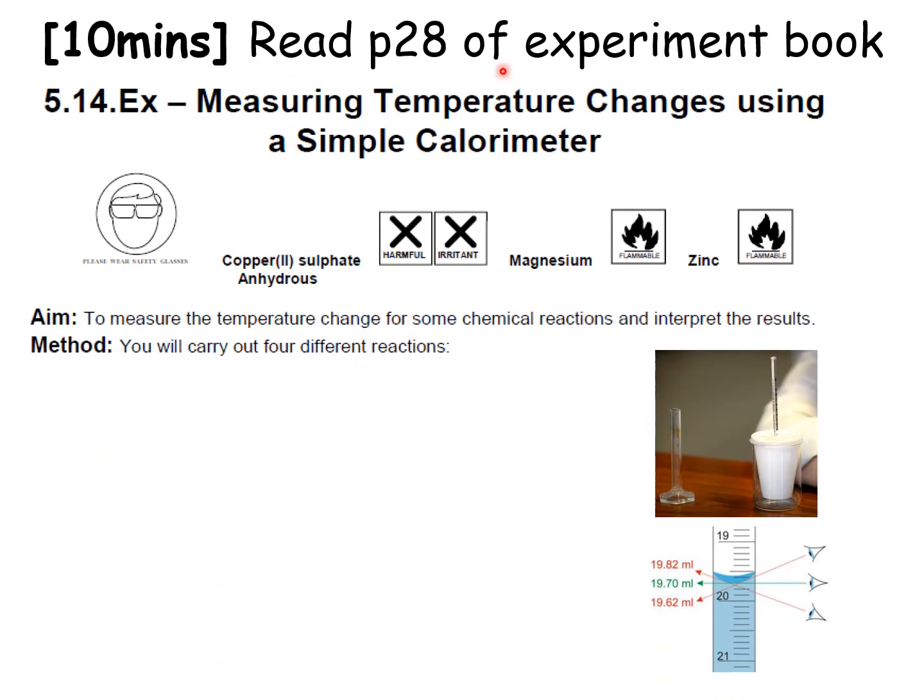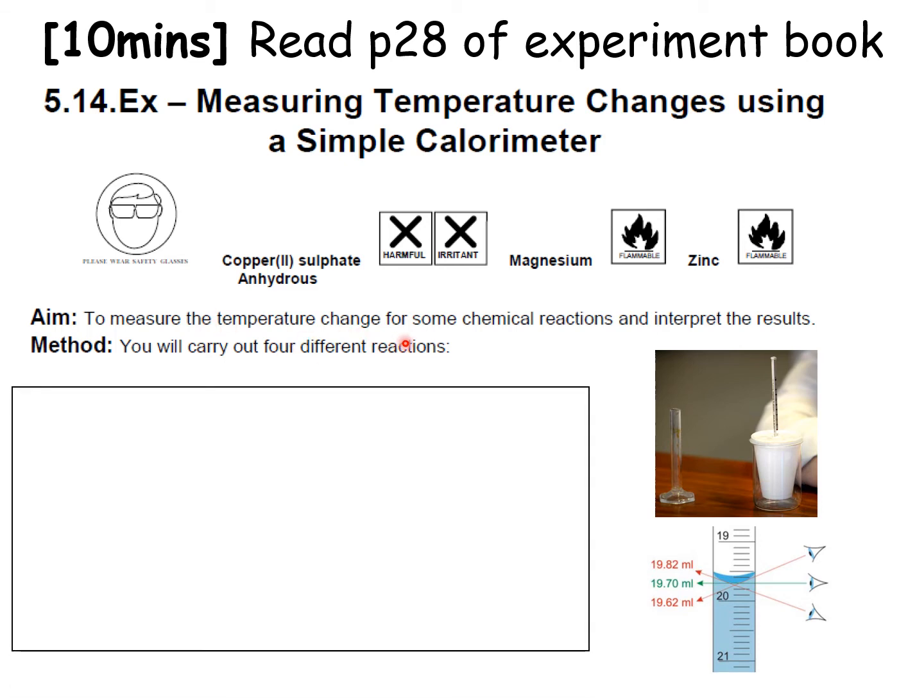So just have a read of these next two slides. It might not take you 10 minutes, probably a bit quicker, but in class, this is the practical that we would have done. And it's measuring the temperature change using a simple calorimeter. And this is our simple calorimeter here. It's a beaker, polystyrene cup, and a thermometer. You can use the thermometer to stir, so you don't need a stirrer, but just be careful here because the thermometer can sometimes break the polystyrene cup if you're a bit too hard. So try to be careful there.